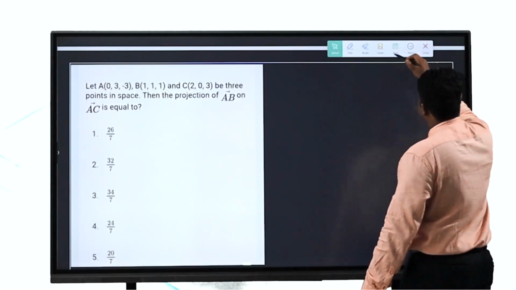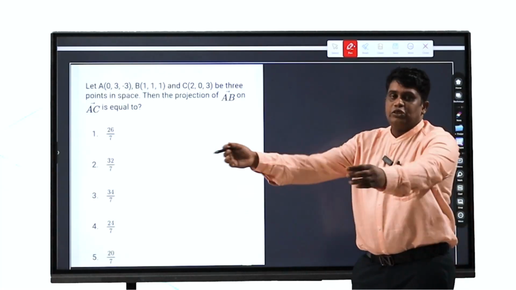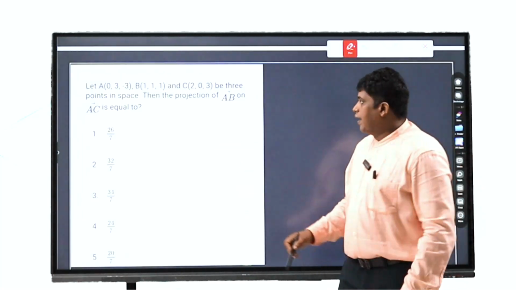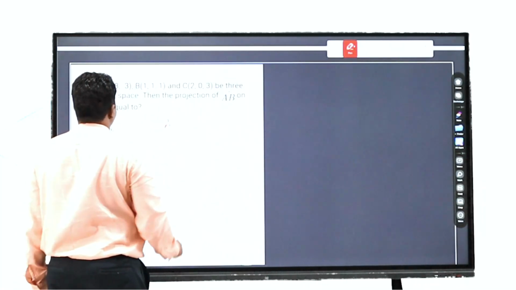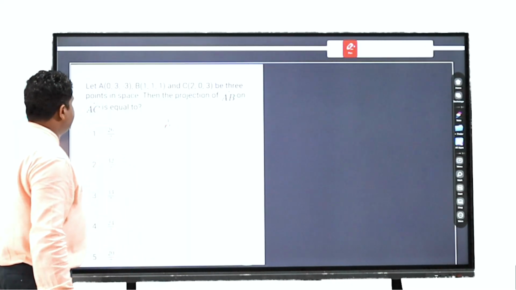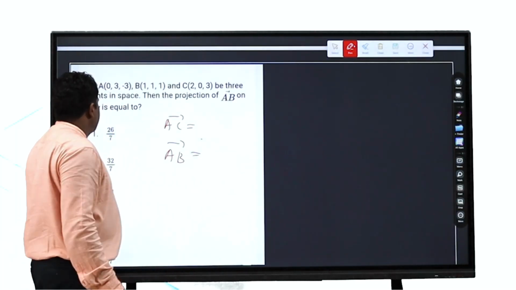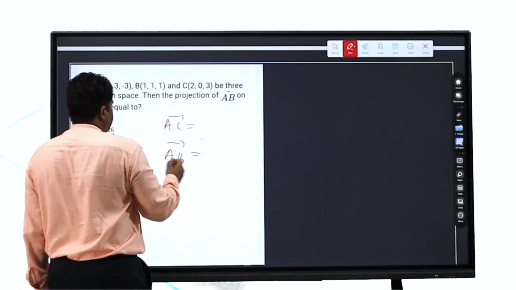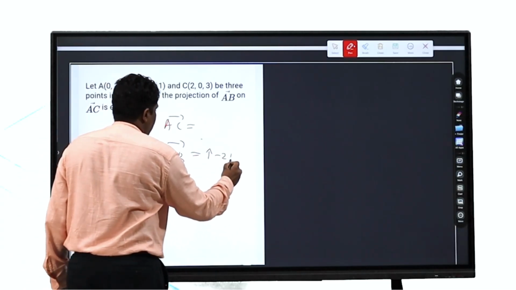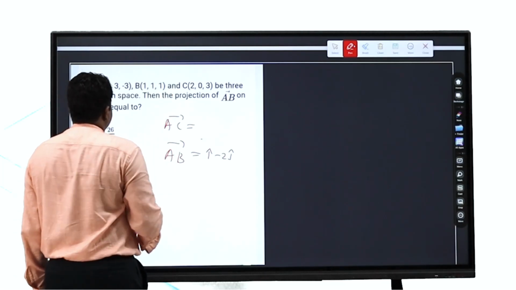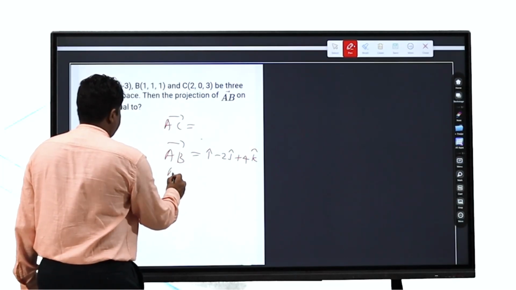Then there is a question. A, B, C, three points are given. Then the projection of AB on AC, that we have to find. So first we have to find AB. What is AB? 1 minus 0, that is i. 1 minus 3, that is minus 2j. 1 minus minus 3, that is plus 4k. This is the AB vector.